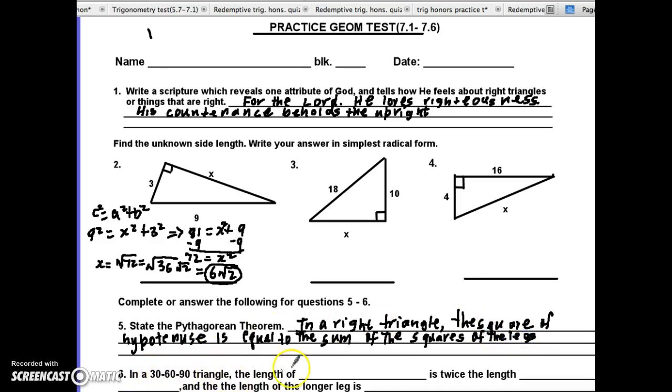Here's another conceptual one. I'm going to leave that one to you. In a 30-60-90 triangle, the length of the, and you've got notes on that, so you'll be able to finish that one and study that one well.